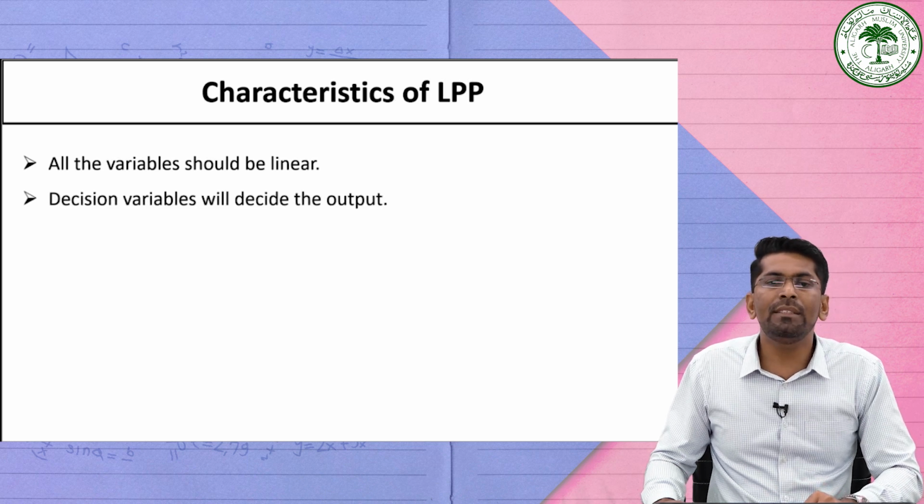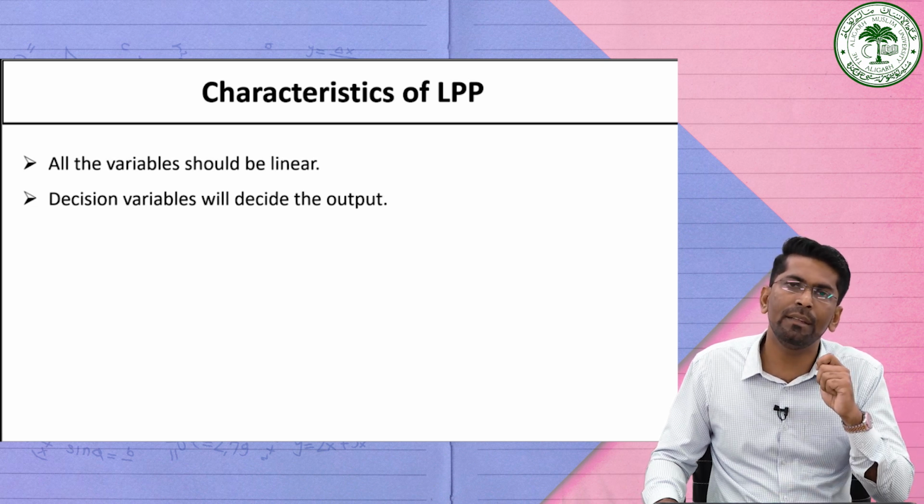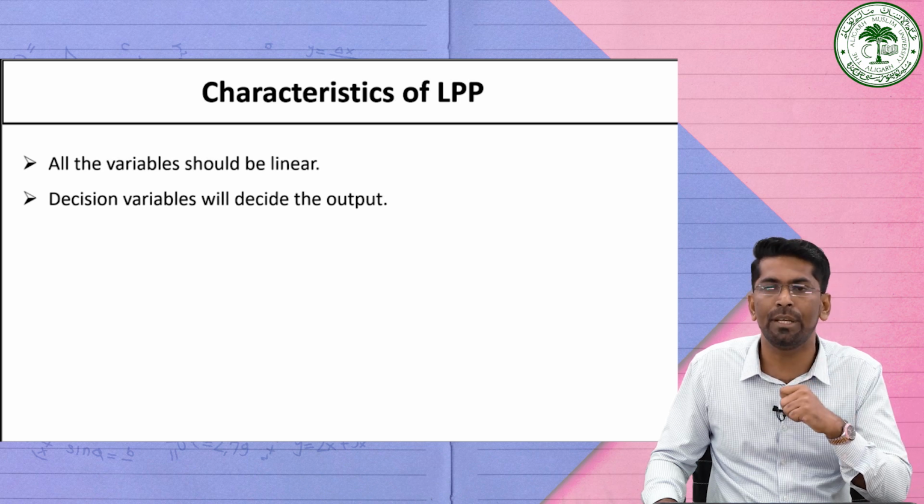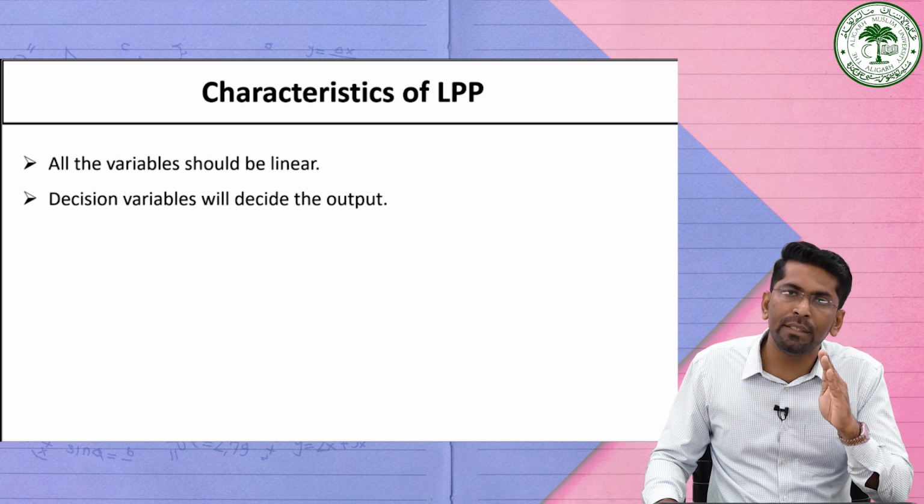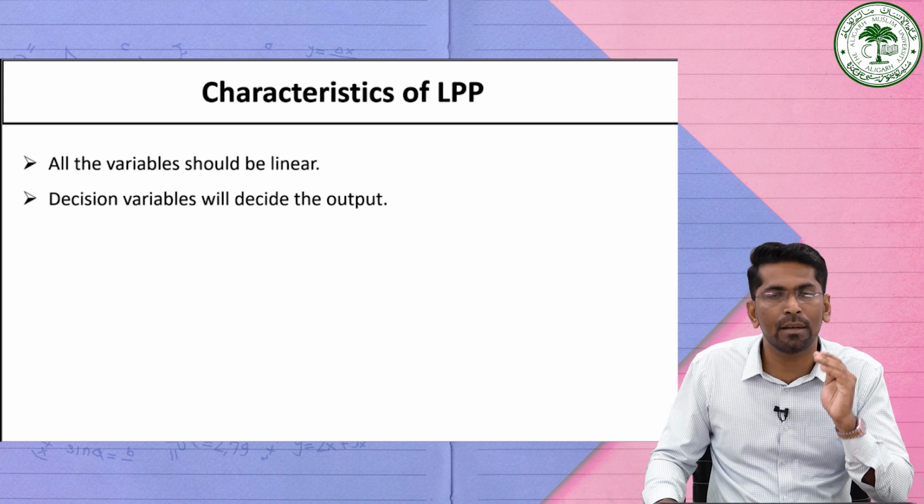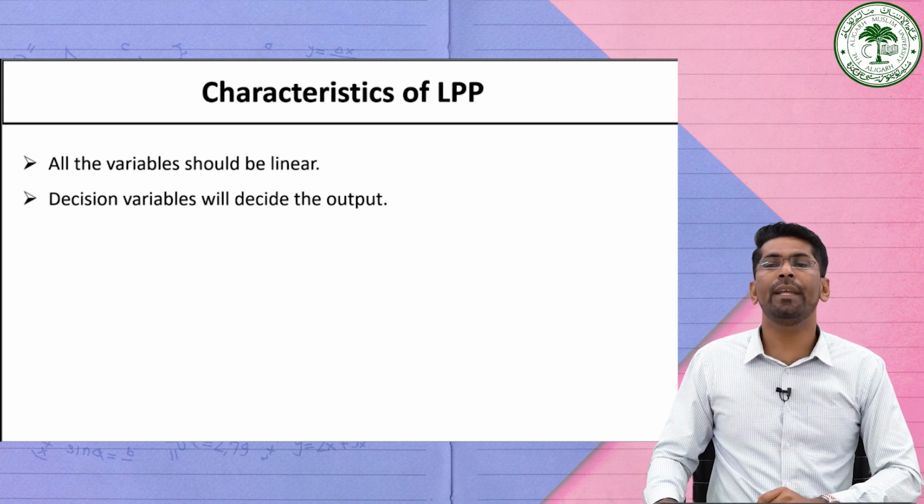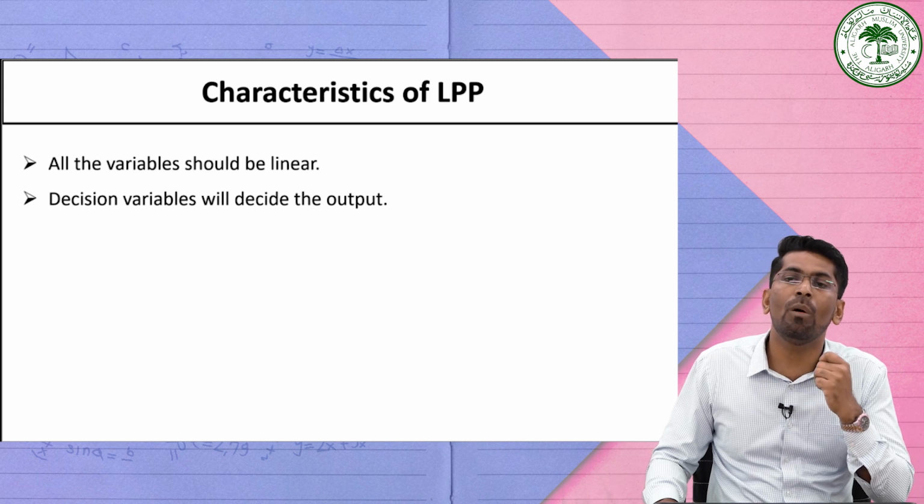Similarly, the decision variables will decide the output. One of the most important things regarding the linear programming problem is that we have to identify the decision variables. A decision variable in a linear programming problem represents the quantities or actions that the decision makers can control or determine in order to achieve their specified objectives.